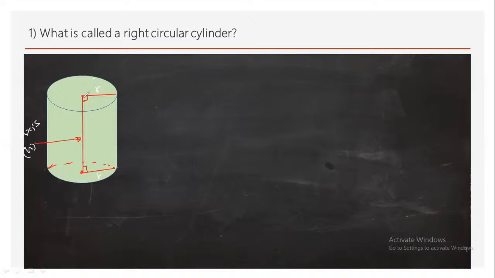Then if you draw a straight line from the center of this circle to the center of this circle, it means from bottom to top, the straight lines are perpendicular to the circular surfaces. Any straight line on the curved surface which is parallel to the axis of the cylinder is called a generator of the cylinder. We can draw a lot of generators like this.